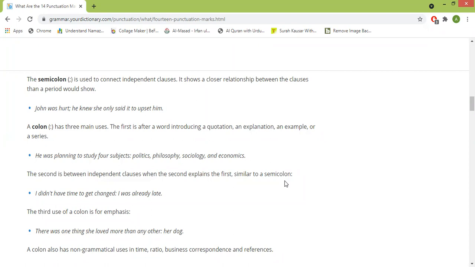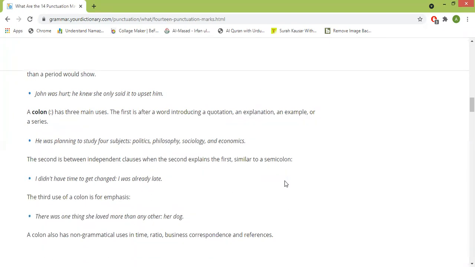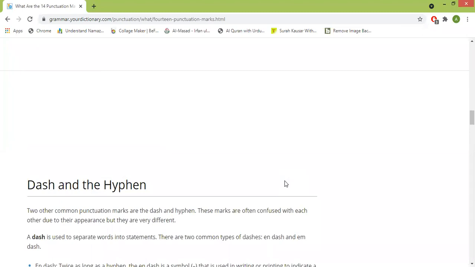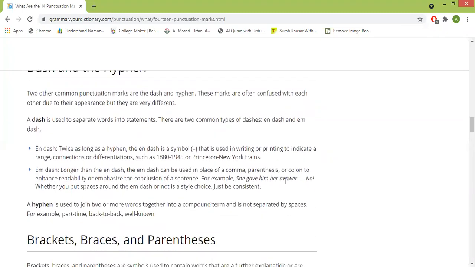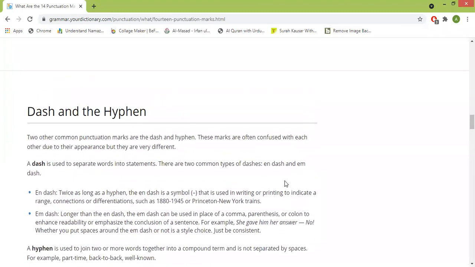So there are 3 uses of colon. First, when we are explaining something. Second, within the independent clauses, when the second clause is defining the first one. And third, when we want to emphasize something. And then next we have dash and hyphen.